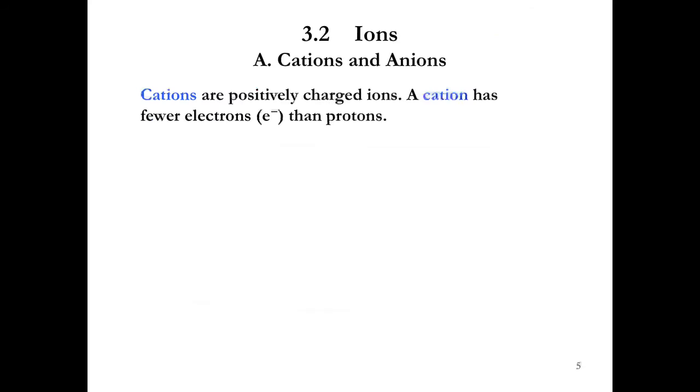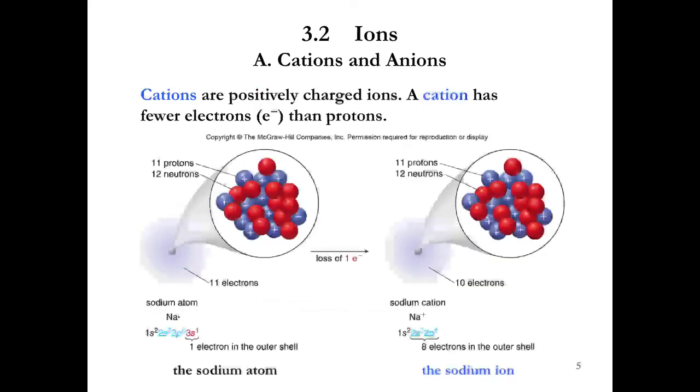Cations are the positively charged ions, which means that those atoms have lost some electrons, right? They've given away some electrons. That way the atom now has more protons than it does electrons. So here is an example. Sodium, the atom, has the electron configuration 1s2, 2s2, 2p6, 3s1. So it has one electron in its outer shell.